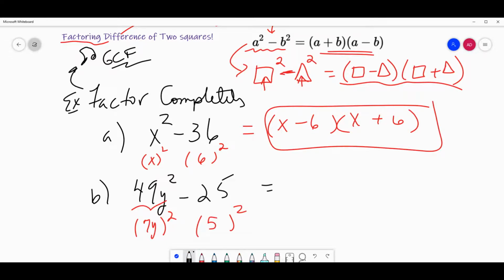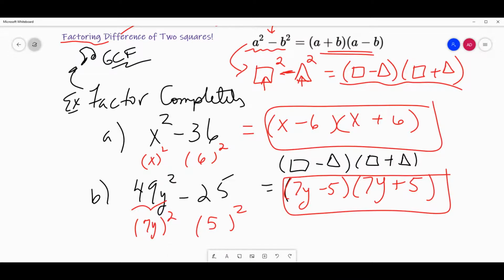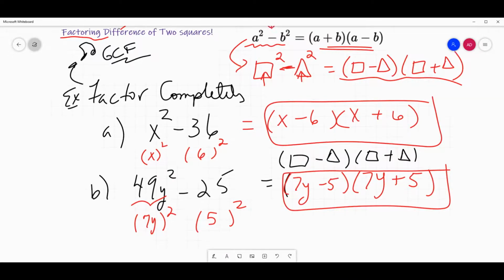Feed it into the formula. Box minus triangle, box plus triangle. So here we go. We're going to have 7y minus 5. Wait for it. Yeah, you got it. 7y plus 5. And that's how you factor it. That's how you factor the difference of two squares.